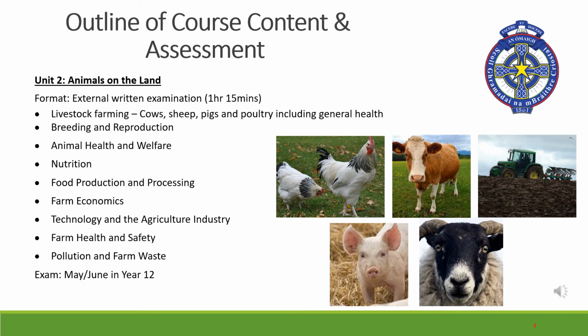Unit 2, Animals on the Land. So this is also assessed through a written examination. This is usually taken at the end of year 12. So different topics included, this is livestock farming, mainly based around cows, sheep, pigs and poultry, including general health. Breeding and reproduction, that includes selective breeding, animal health and welfare, then moves on to nutrition, food production and processing, farm economics, technology in the agricultural sector, then we move on to farm health and safety, and then pollution and farm waste.